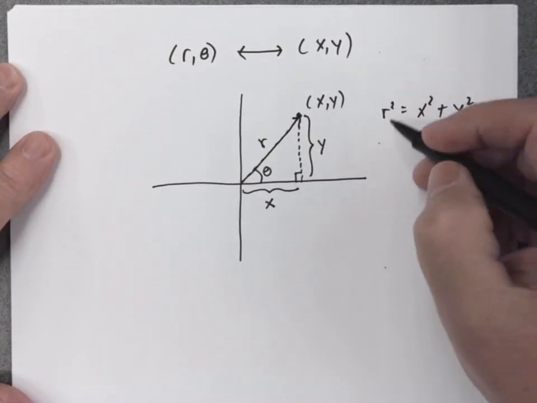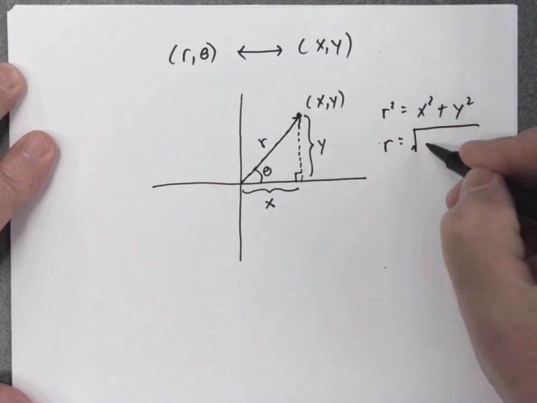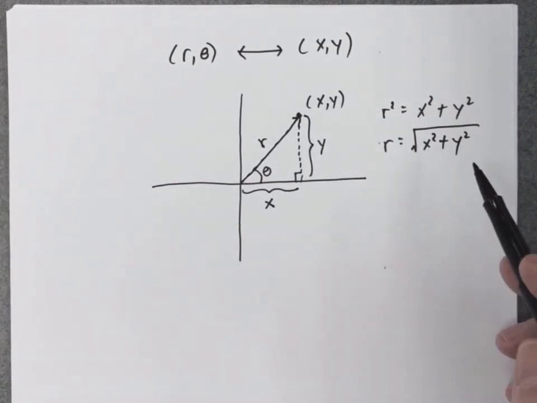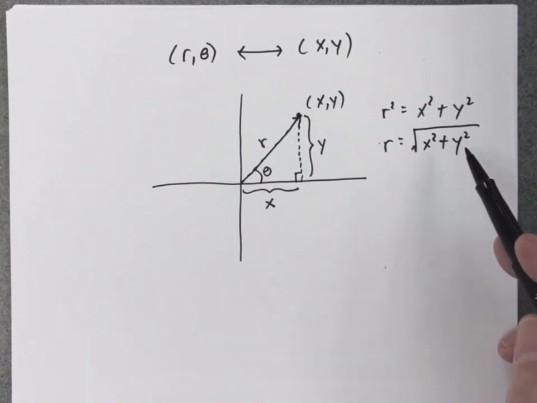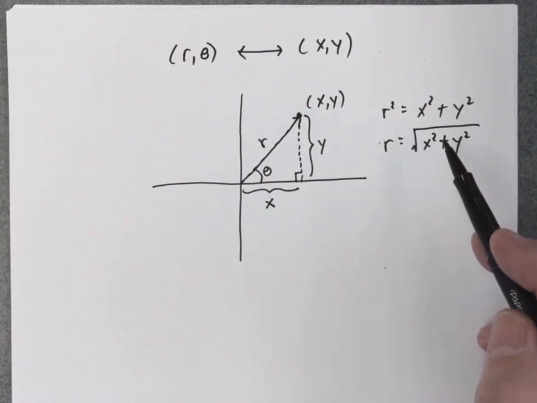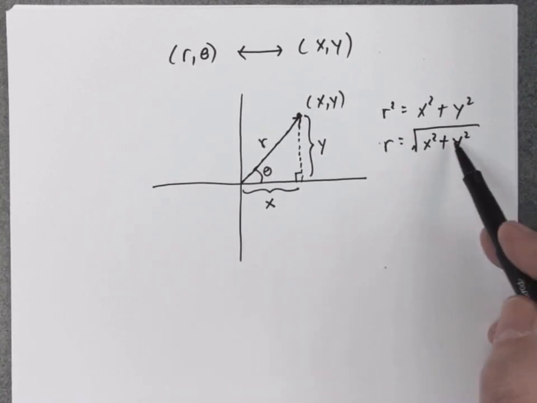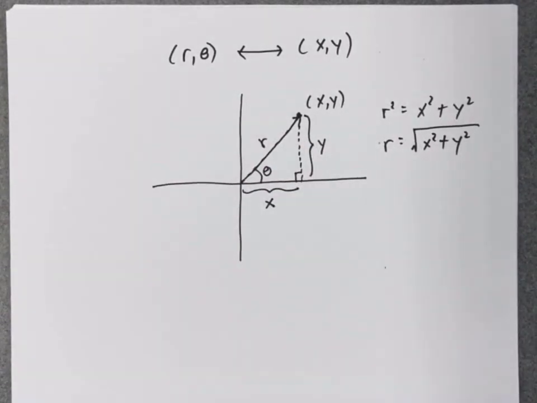Now if I want to solve for r, I could take square root of both sides. Now if you look at this, if I'm given a point with rectangular coordinates where I know x and y, you know what? I can simply plug in the value of x and plug in the value of y, do this calculation, and I will have the r of my polar coordinate.